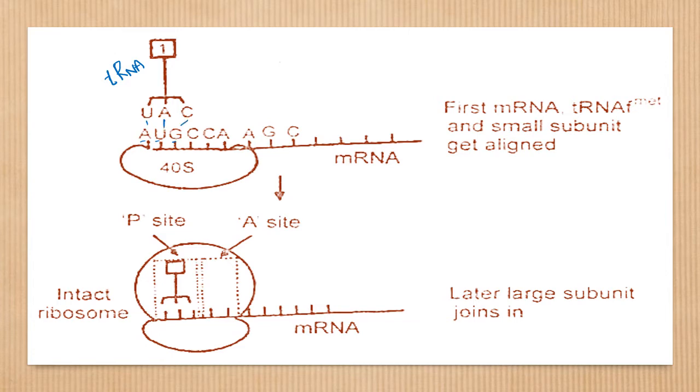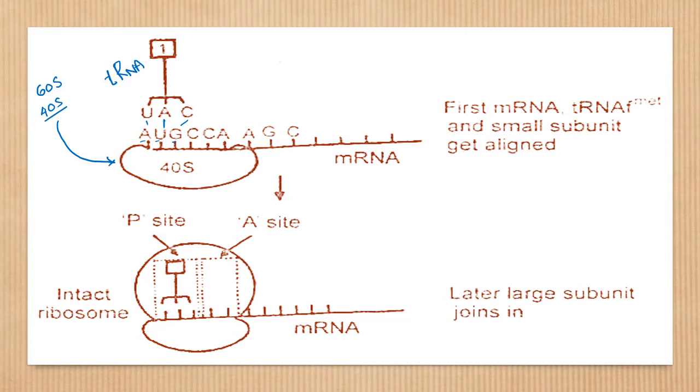UAC, then it initiates the process. When it matches the 40S, that means in eukaryotes 60S is the larger subunit and 40S is the smaller subunit. The smaller subunit joins the complex, and this we will consider as the initiation codon.